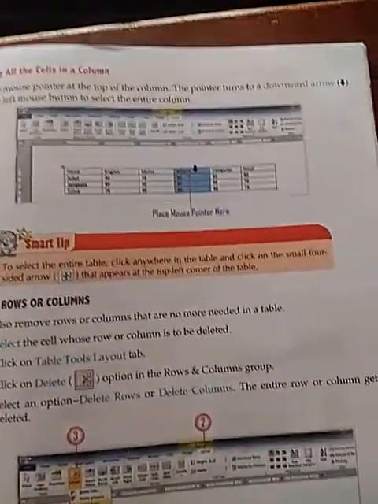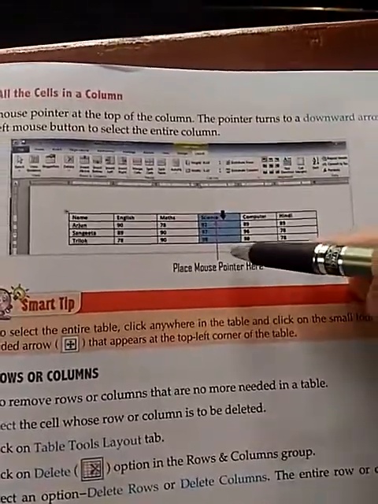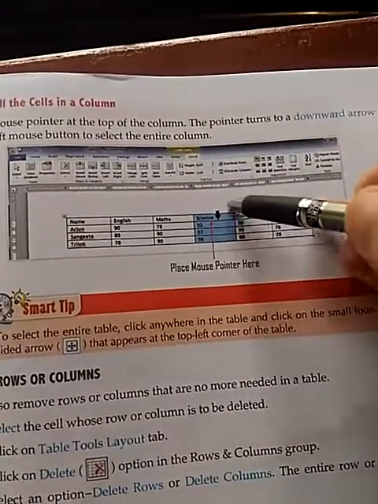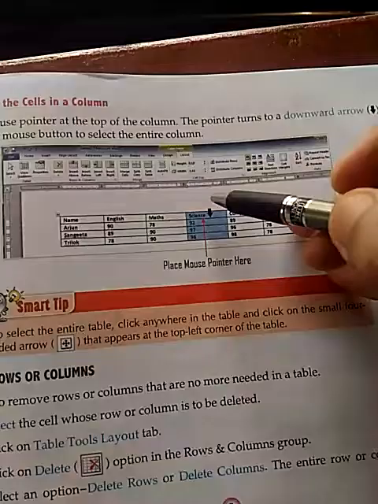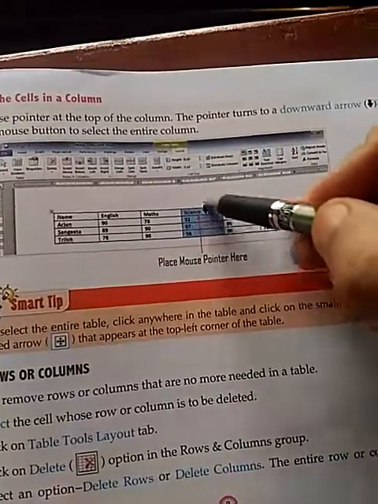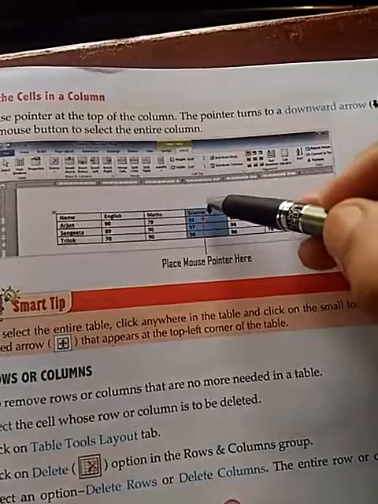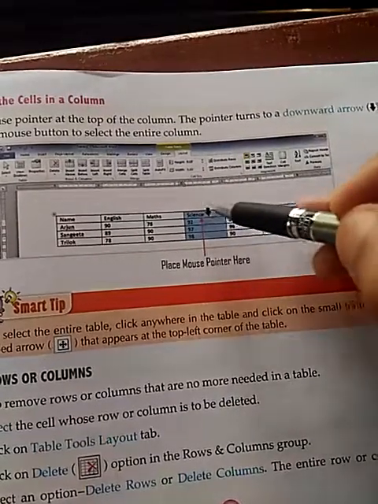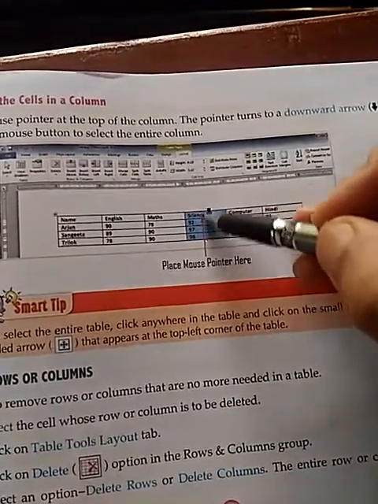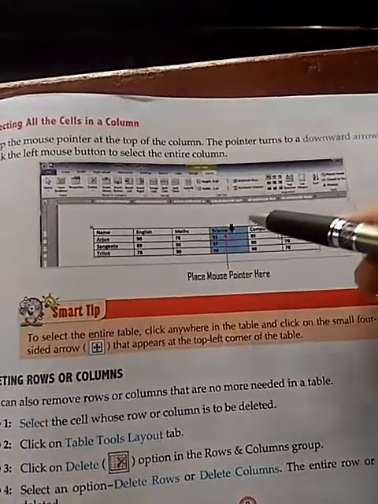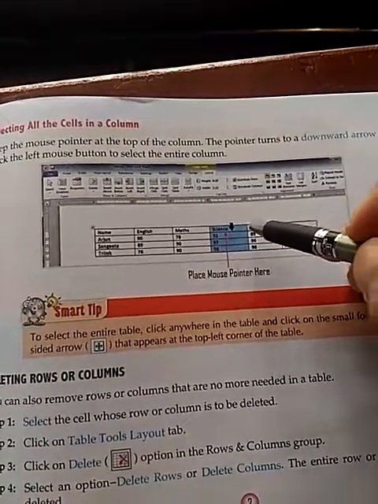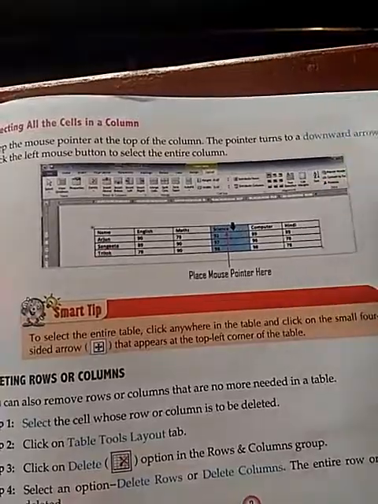And if you want to select the entire column, then what will happen? Move your cursor at the top of the column, then you will find this arrow. Your mouse pointer will become this arrow and just click on this. You will have a selected entire column. So in this way you can select the entire row and entire column.